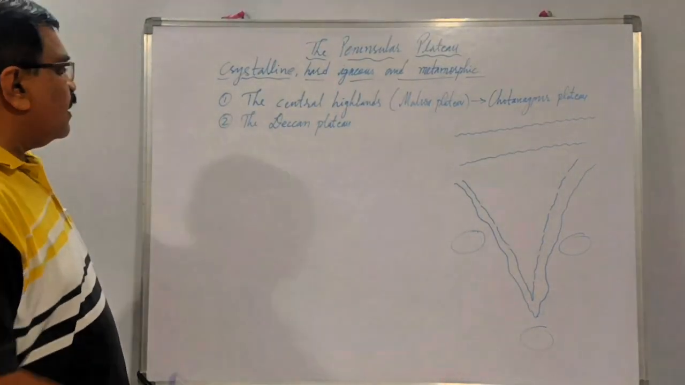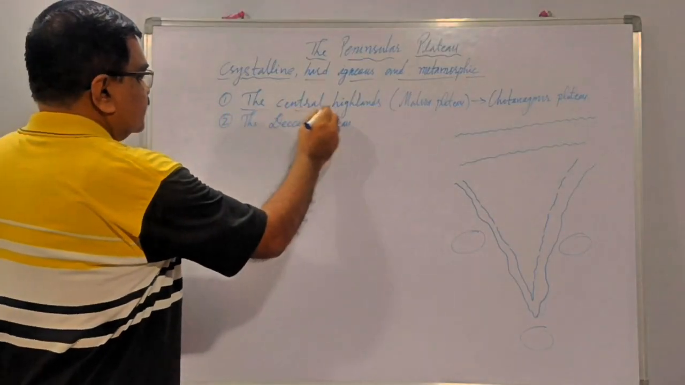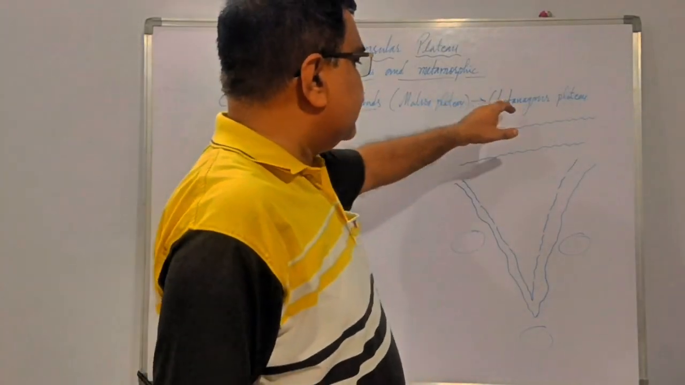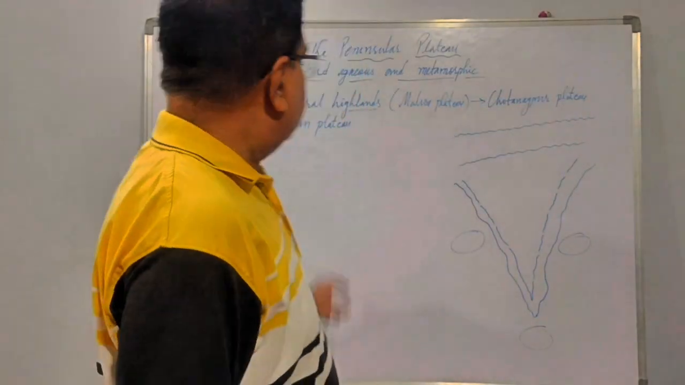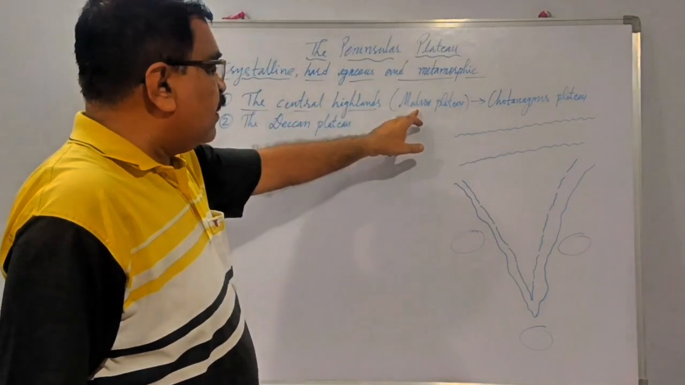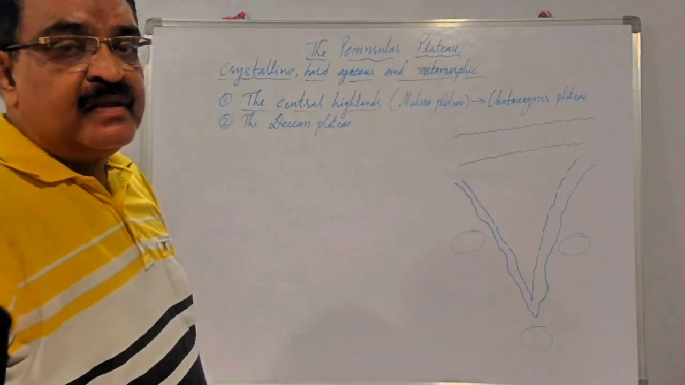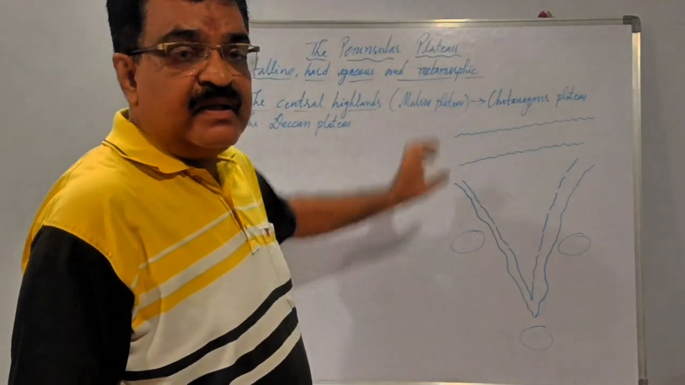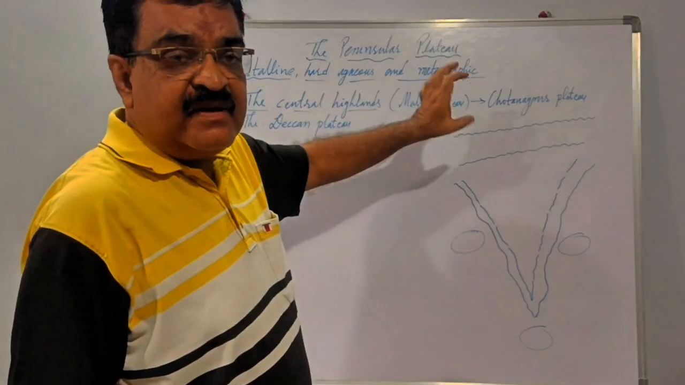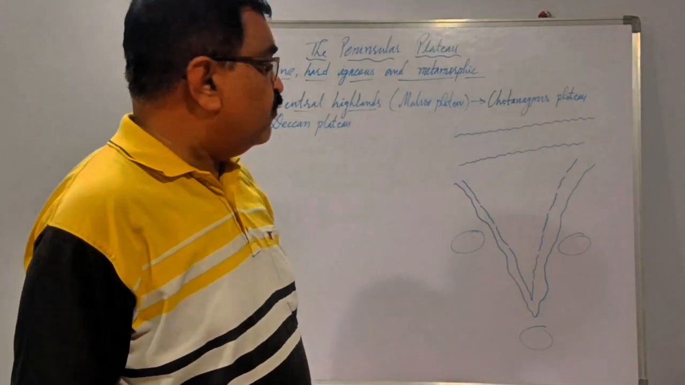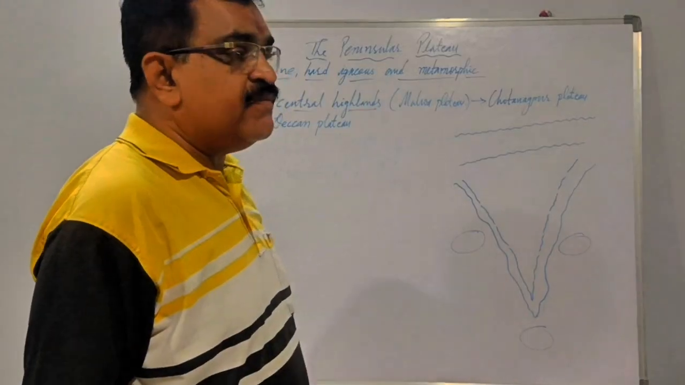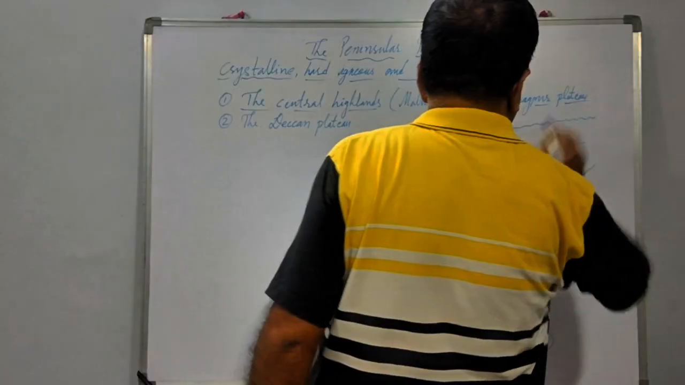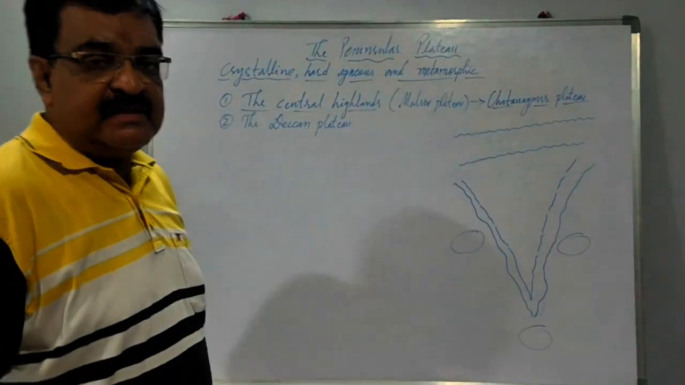The peninsular plateau comprises the central highlands. The central highlands consist of Malwa Plateau and the Chota Nagpur Plateau. Malwa Plateau is fertile only during the rainy season, and during the winter season, with whatever water availability there is, irrigation is possible for crops in Malwa Plateau. Chota Nagpur Plateau is blessed with valuable minerals.